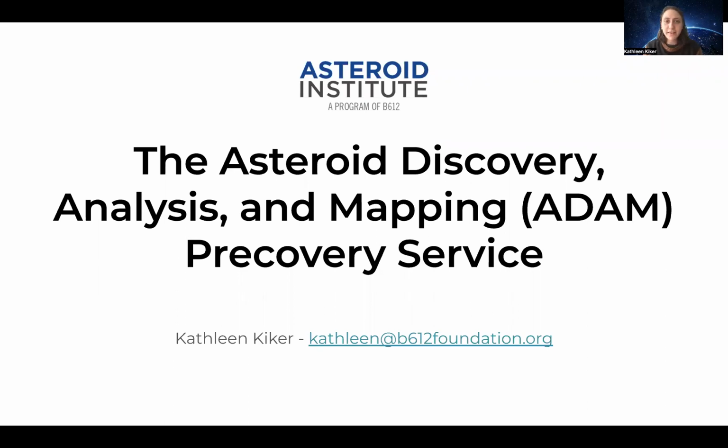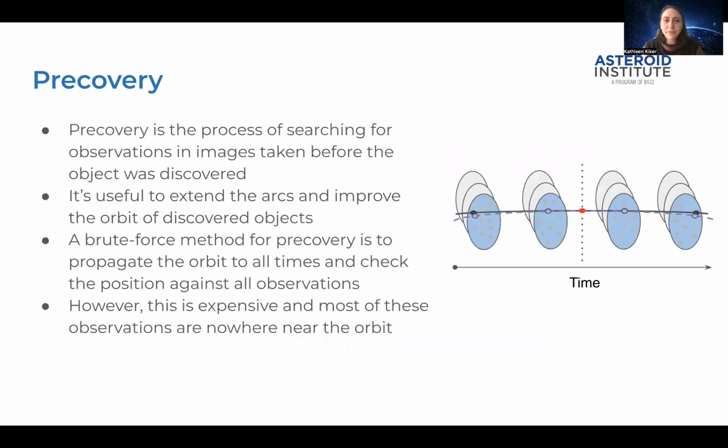I'm a software engineer at Asteroid Institute, and I work on Atom, which is a cloud-based platform that hosts a number of astronomical tools, including the Precovery service that I'm going to talk about today. So very briefly, Precovery is the process of searching for images taken before an object was discovered. And this is done to extend the arc of those objects and improve their orbits.